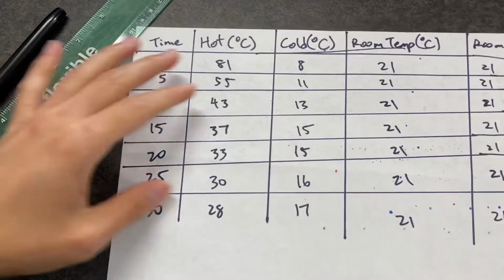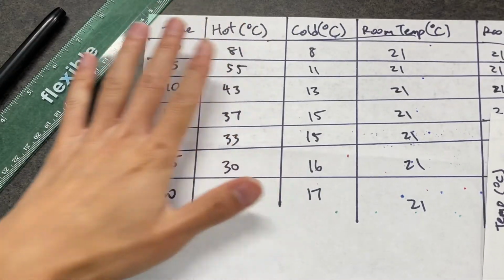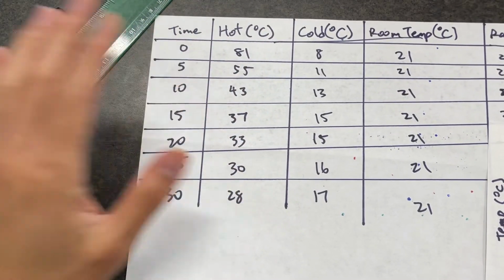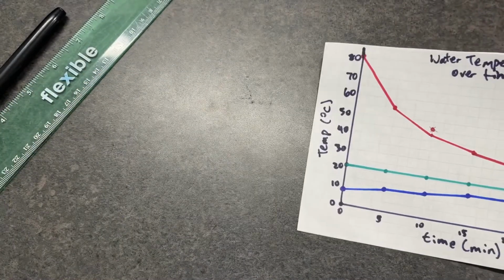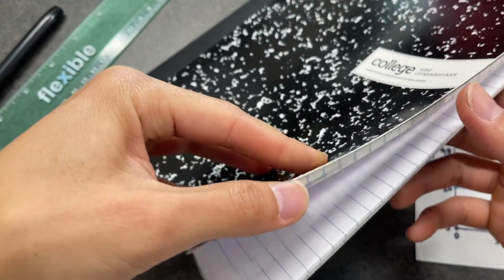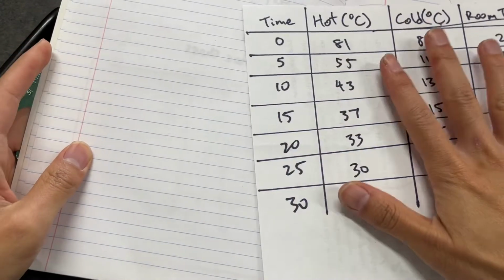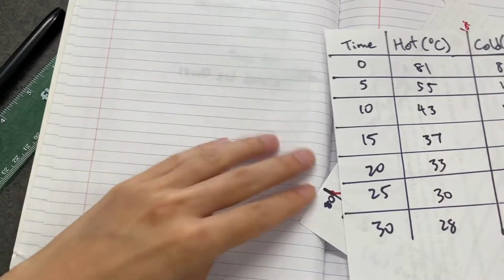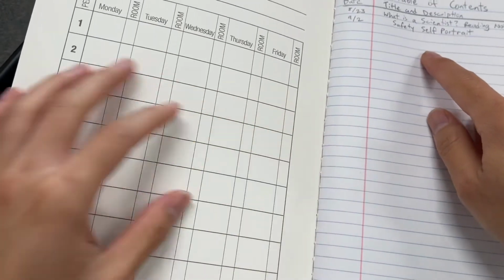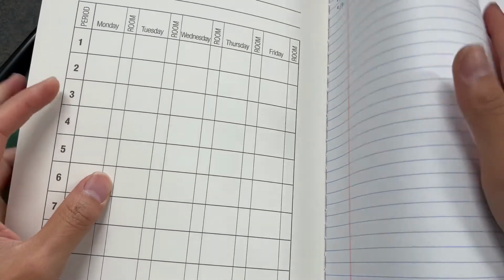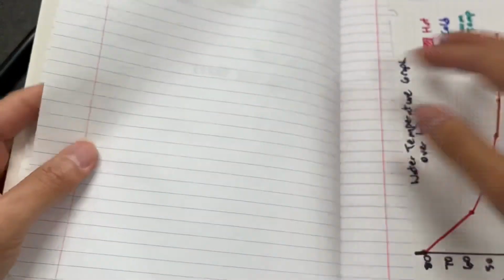All right, so this is our data table. The plan is to neatly copy this data table into our science notebook. And now that we have this graph, we would neatly tape or glue our graph into the proper page in our science notebook. So maybe you would take this data table and write it in here, and then on the other side you would have your graph. I haven't put it in my table of contents yet, but along with your reading notes and your safety self-portrait, you would have a data table and a graph.